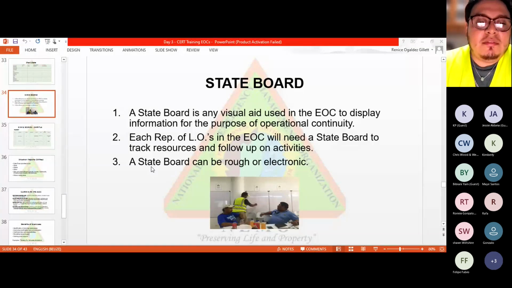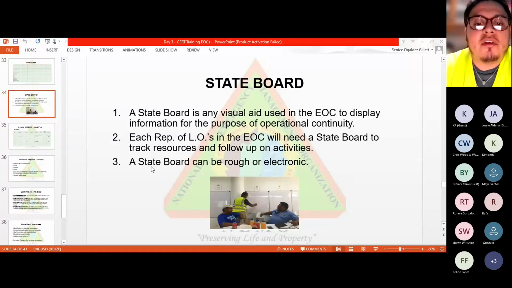Each representative of the LOs in the EOC will need a state board to track resources and follow up on activities. As you have seen, there are 15 whiteboards, and we have additional ones in the EOC just in case other people want to use them. You know, sometimes the Red Cross would like to use another whiteboard, or another committee.